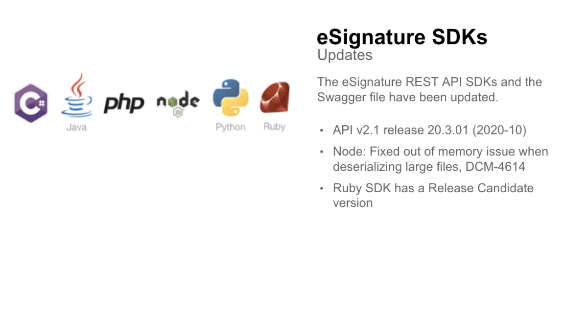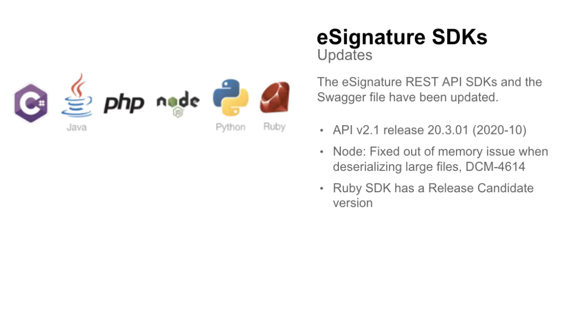eSignature SDK updates. The eSignature REST API SDKs and the Swagger file have been updated to API v2.1 release 20.3.01. That's the October 2020 release. All are now in general availability except for the Ruby SDK. It has a release candidate. The various package managers have been updated too. For the Node SDK, we fixed an out-of-memory issue that occurred when deserializing large files.